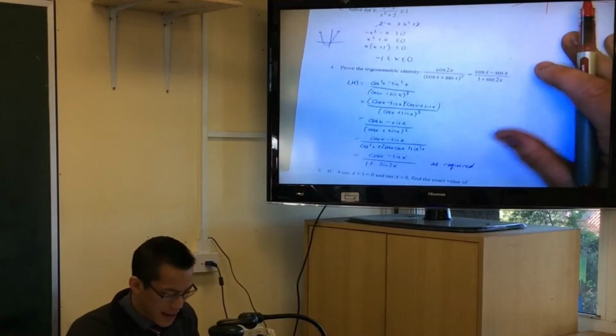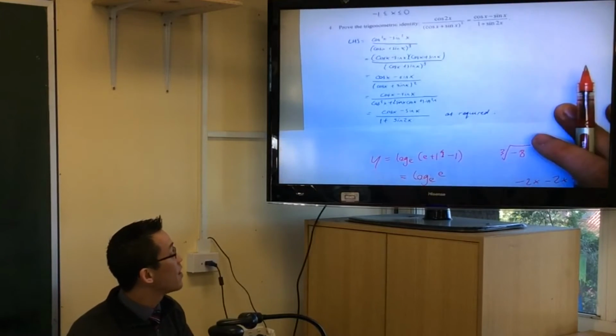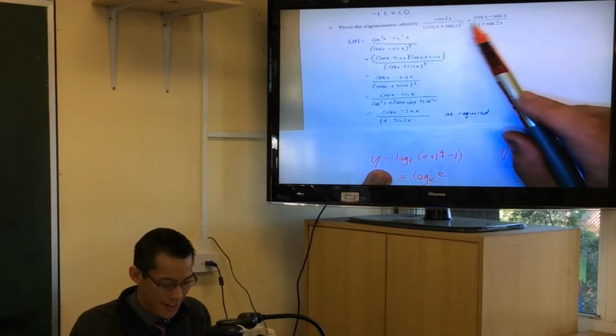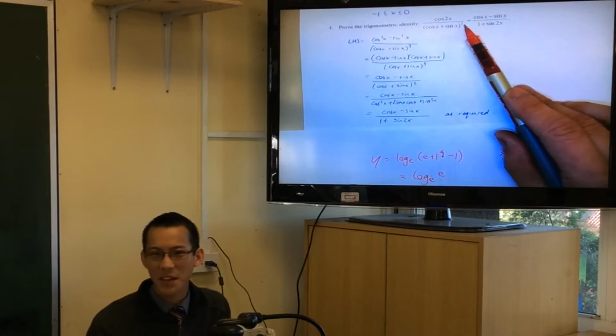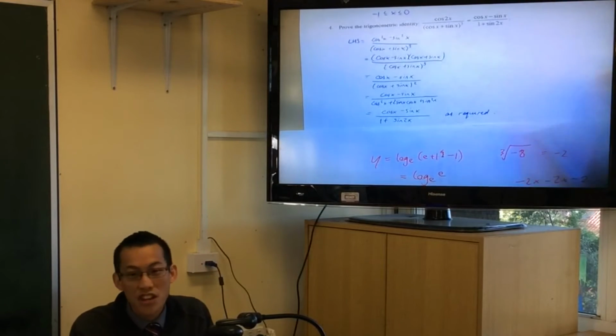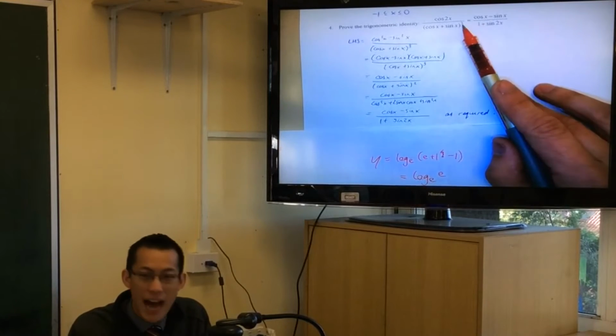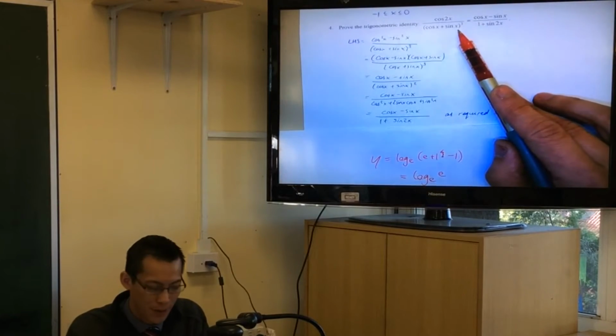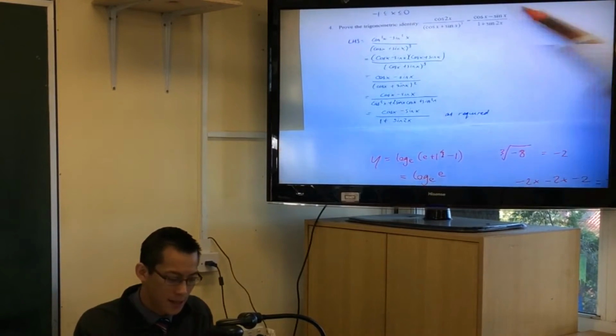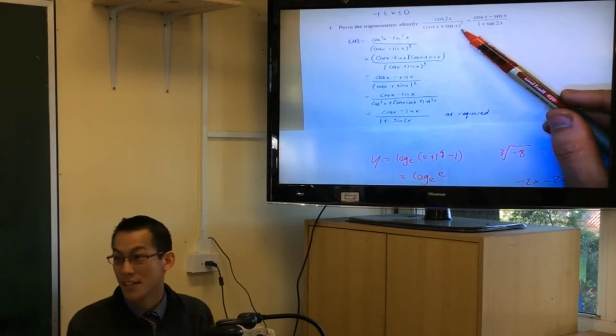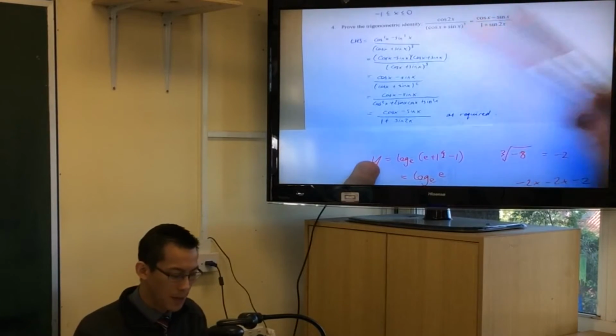This identity is not very nice. It doesn't look very nice to start with because you're like, oh no, it's cubed. And if you didn't know what else to do, you may well have expanded that cube, okay? Which, as you can see, is a bad idea. Cubing anything is a bad idea, okay? Even though you can do it.